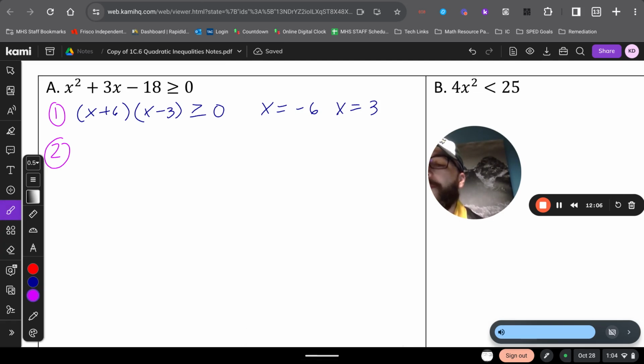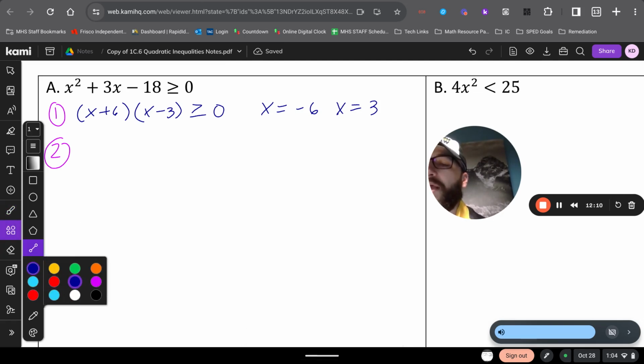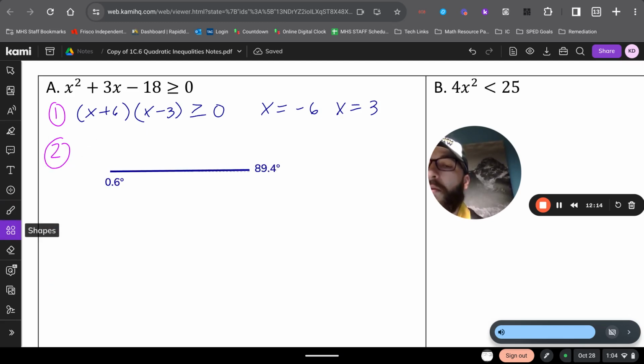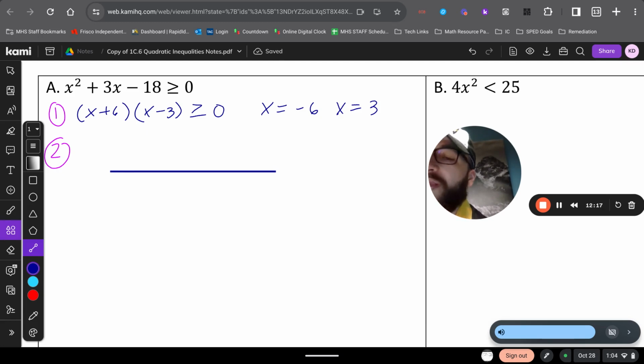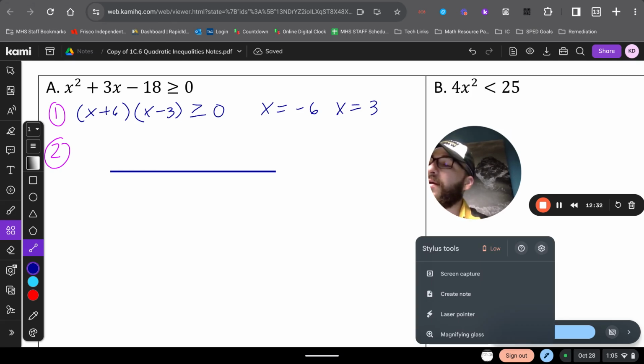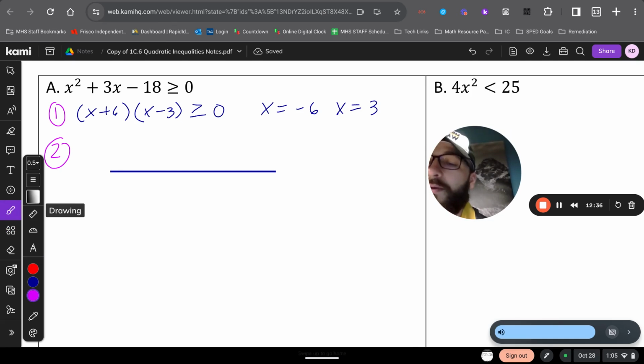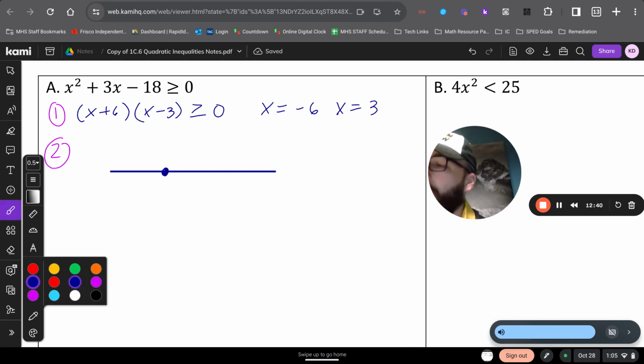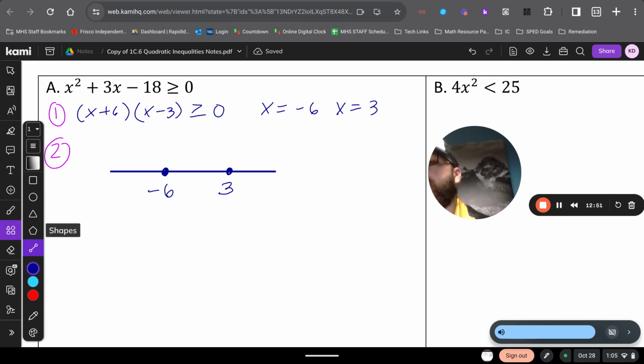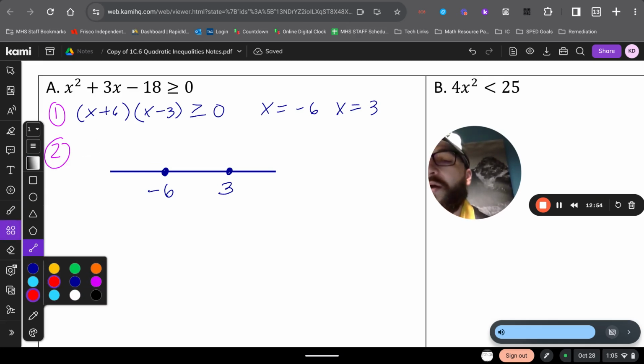Step 2 is to make a number line. I'm going to plot those points, x equals negative 6 and x equals 3, onto our number line. Because it is a greater than or equal to sign, I'm going to use closed-in dots for each of them to represent that we are actually equaling these values. So negative 6 and 3, and to help show that separation, these are our 3 little regions.